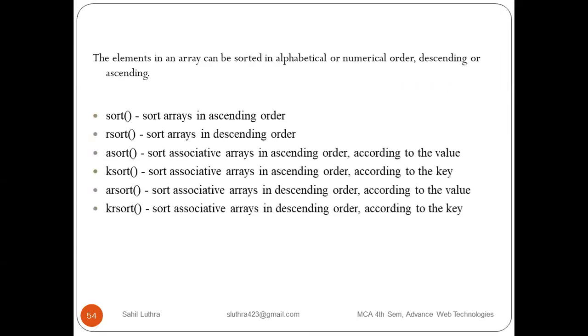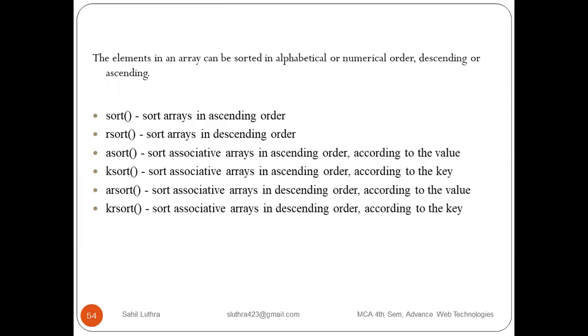After that, the next thing is that the elements in an array can be sorted in alphabetical or numerical order, descending or ascending order. So these are the methods we are going to use to sort our array. You can sort it in alphabetical order, ABC, or in numerical order. Numerical order means 1 2 3 4 5 6 or 9 8 7 6 5 4 3 2 1. It is up to you which method you want to use.